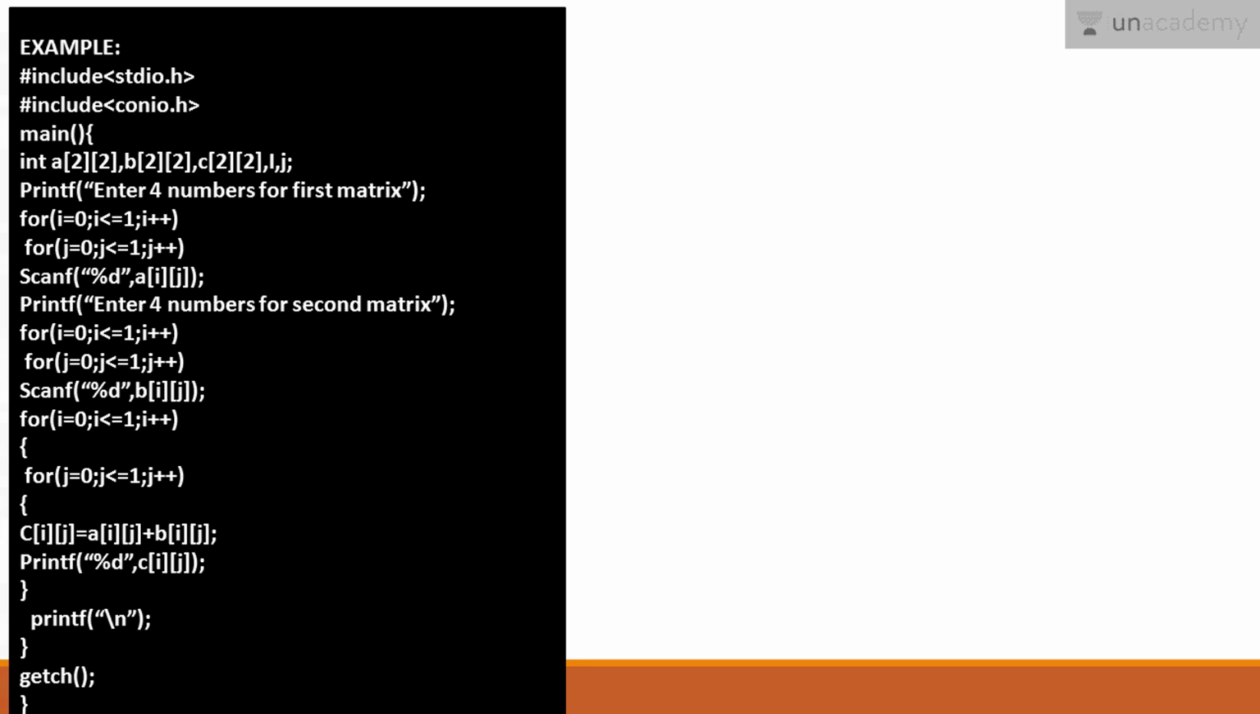Now this is a simple program to add two matrices. I have declared matrix A, matrix B and matrix C. I have taken for loops to increment these values and to insert the values, and I have taken C equal to array A and array B, and the corresponding elements will be summed up and the result will be printed out.